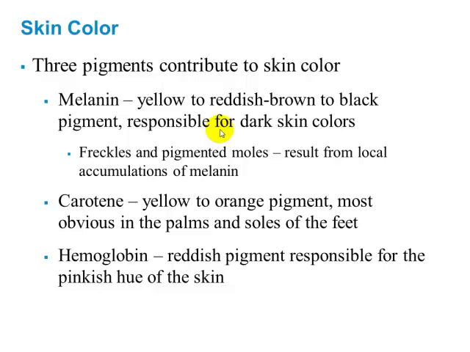So what we see in terms of skin color is really a layering of these different things. Everyone, with the exception of albinos, has melanin in some amount, more or less. Everyone has carotene and everyone has hemoglobin. So you can imagine you're layering the colors.